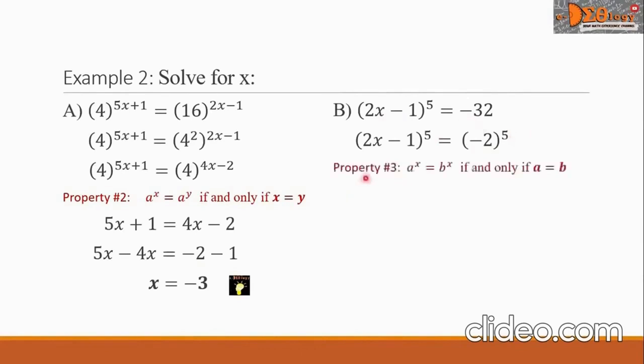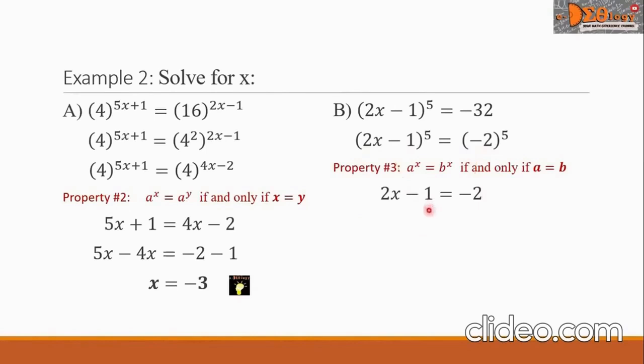So according to property number 3, a raised to x equals b raised to x if and only if a equals b. It means to say we can now copy the bases of the left side and the right side respectively. Thus, 2x minus 1 is now copied here, is equal to the negative 2. And from here, we're going to solve for x.